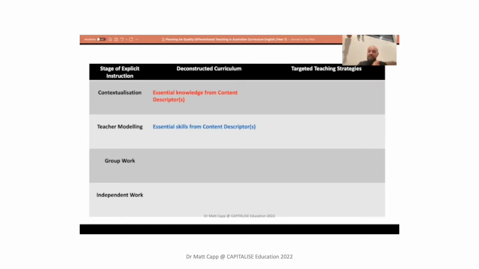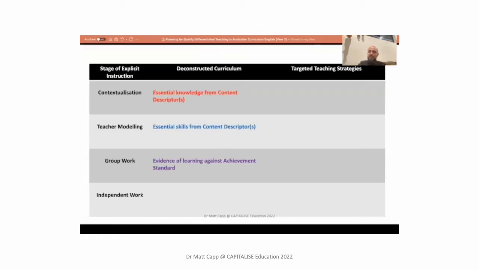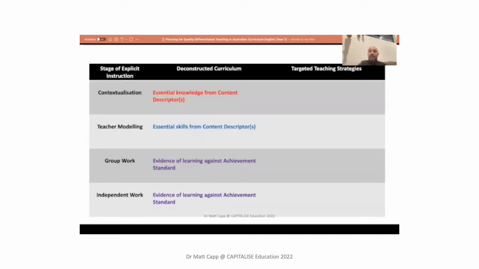In the teacher modeling, we take the essential skills from the content descriptors and put them in there. And we can see the essential knowledge and the essential skills from the modeling. We then take the evidence of learning from the achievement standards, and this is what the students demonstrate whilst they're working in groups, because you want them working towards the achievement standard, because everything is then evidence of learning to make a judgment against the approved curriculum. If you've got the kids working towards the content descriptors, it provides you no evidence of learning for them. And we've taken that from what we deconstructed earlier. Then we do the same with the independent work.